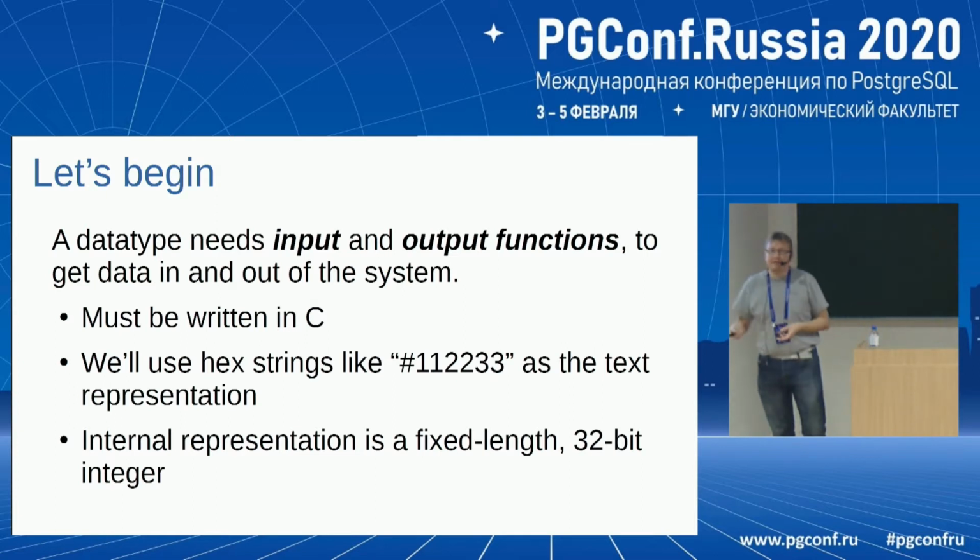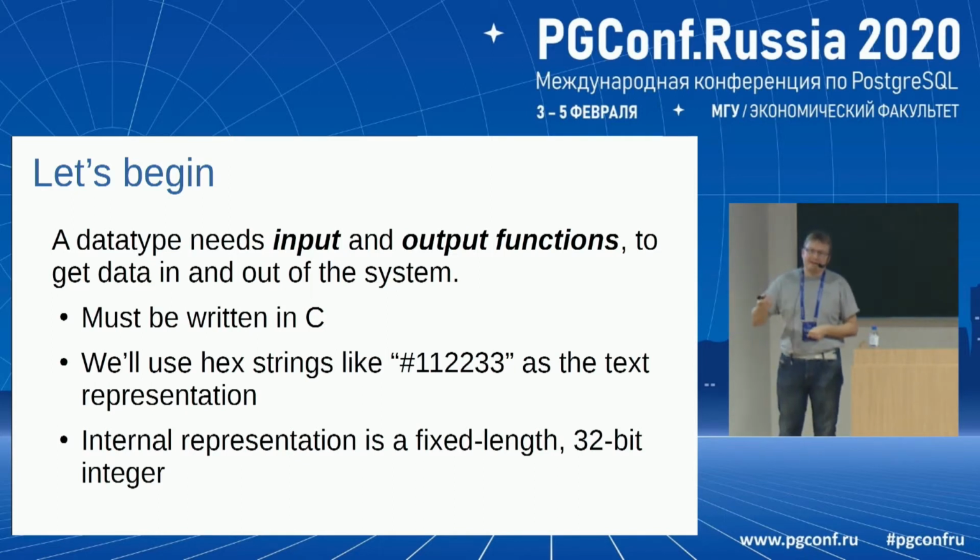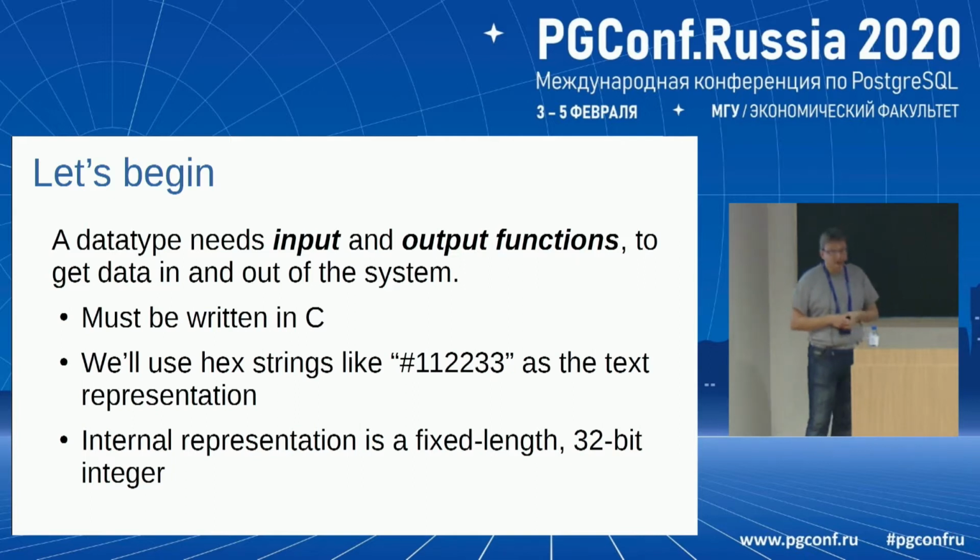So when you do select star from a table, Postgres will call the output function for each of the values to convert it to text, so that you can see it in the result. In our example, we're going to write this in C. That's the only option for the input and output functions. You have to write them in C. And for performance reasons, you would want to do that anyway, but there is really no choice.